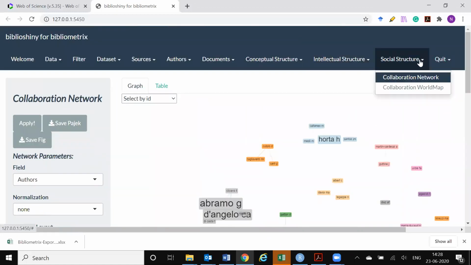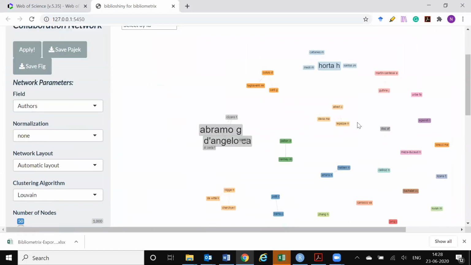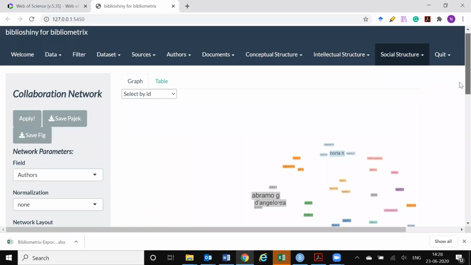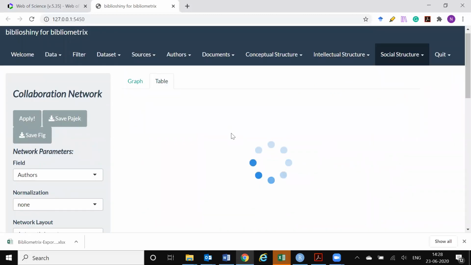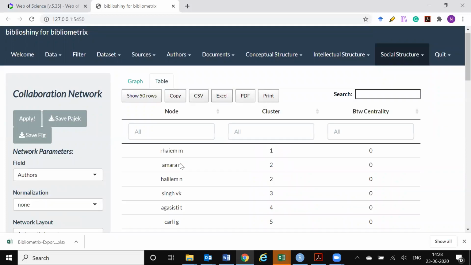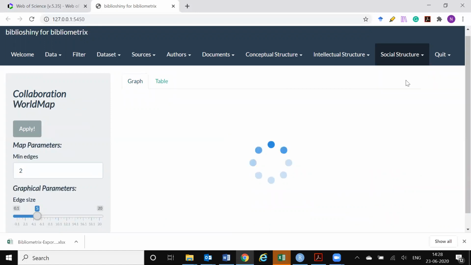This is the social structure. This is the collaborations, and which authors have collaborated with each other comes out here in the form of a graph. In many of these things, I have not covered the tables, but there are also tables which essentially cover the same thing in more of a text format. In this case, this was a collaboration network between authors, and this is the collaboration network as far as the overall world is concerned.